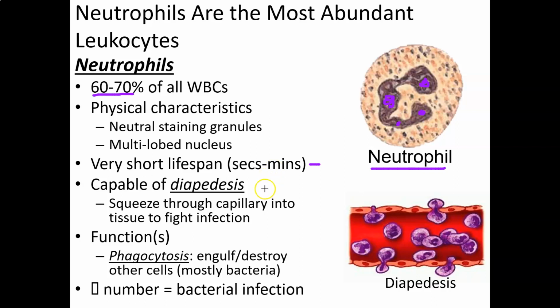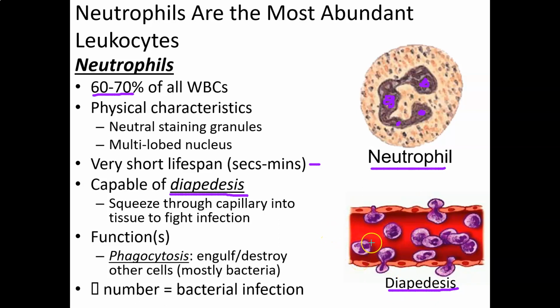One of the things they can do is they're capable of diapedesis. So diapedesis, dia is across, ped is foot, and esis refers to process. Here's an example of diapedesis here. What it means is that the white blood cell can leave the bloodstream and enter the tissue. What they do is find these little openings between the cells, and they just go ahead and squeeze on through. So that's called diapedesis. We also see it down here as well.